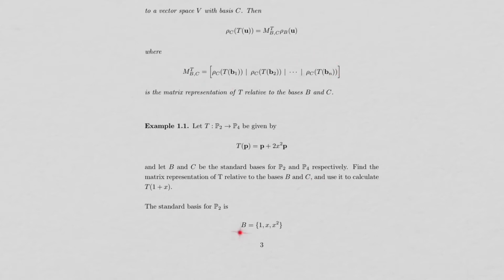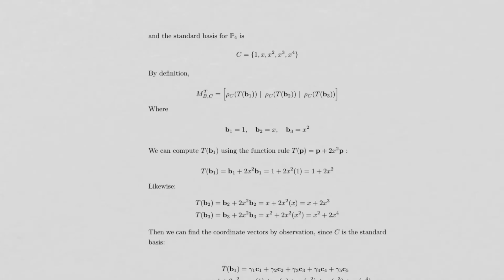Okay, well, remember the standard basis for P2 is 1, x, and x squared. Likewise, the standard basis for P4 is here, and here's our definition for the matrix we're looking for. So we'll just work from the inside out. We're going to identify b1, b2, and b3. In this case, we have 3 B basis vectors, so we go up to b3. So we'll call b1, 1, b2, x, and b3, x squared. And then we're going to compute the images of each of these one by one under T using the function rule here.